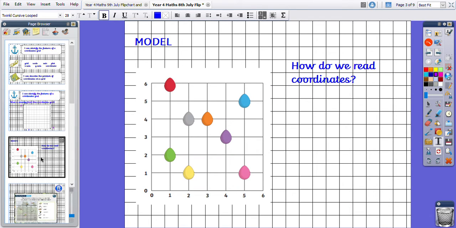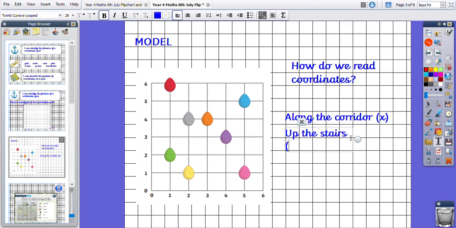Okay then, so our model, how do we read coordinates? We need to remember, and I'm sure you can from last time we did it, that we always go along the corridor and then up the stairs, using the scale on our axes. So we start with our x-axis, and then we continue with our y-axis.